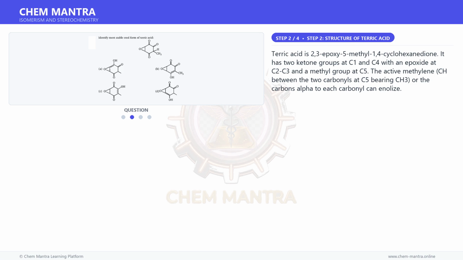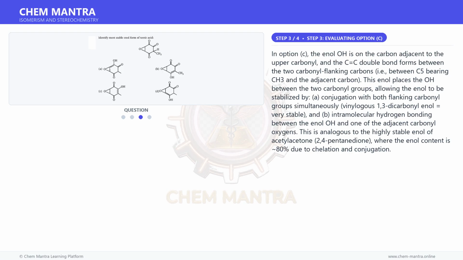Moving on to the next step. The compound is 2,3-epoxy-5-methyl-1,4-cyclohexadienedione. It has two ketone groups at C1 and C4 with an epoxide at C2, C3 and a methyl group at C5. The active methylene, the CH between the two carbonyls at C5 bearing CH3, or the carbons alpha to each carbonyl can enolize. Moving on to the next step.